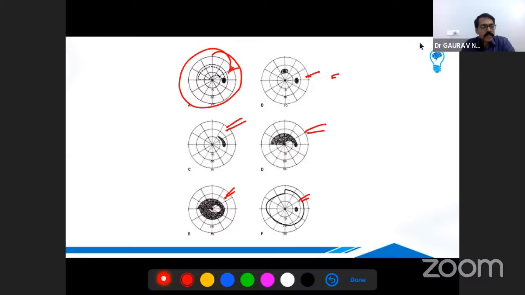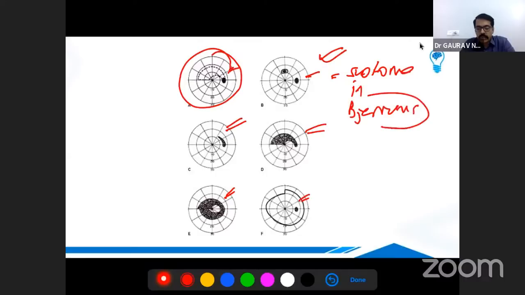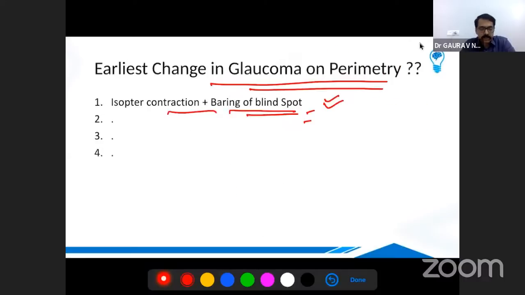So, okay, they are specific to glaucoma. Specific to glaucoma would be scotoma in the Bjerrum's area. I don't know whether that was in the choice or not. If that was in the choice, then specific to glaucoma would be scotoma in the Bjerrum's area.